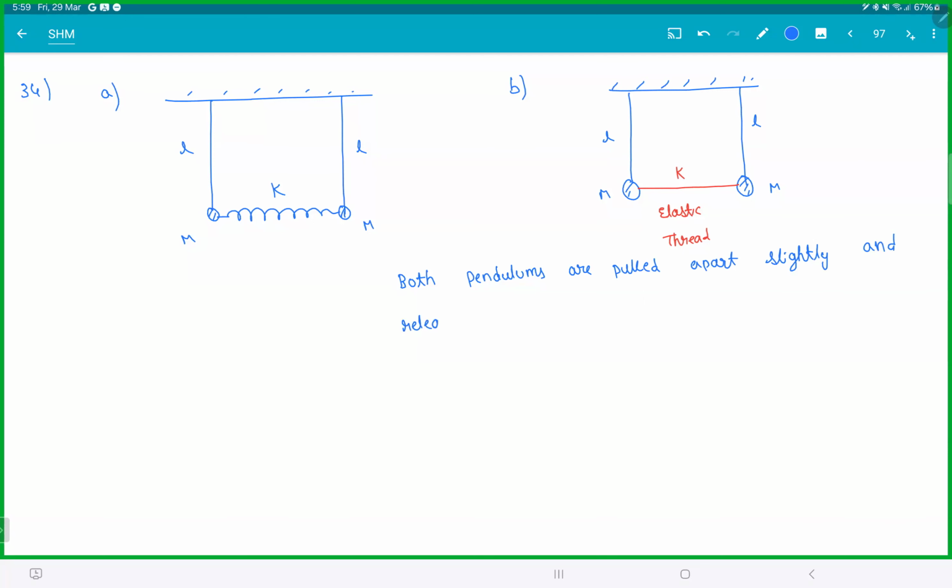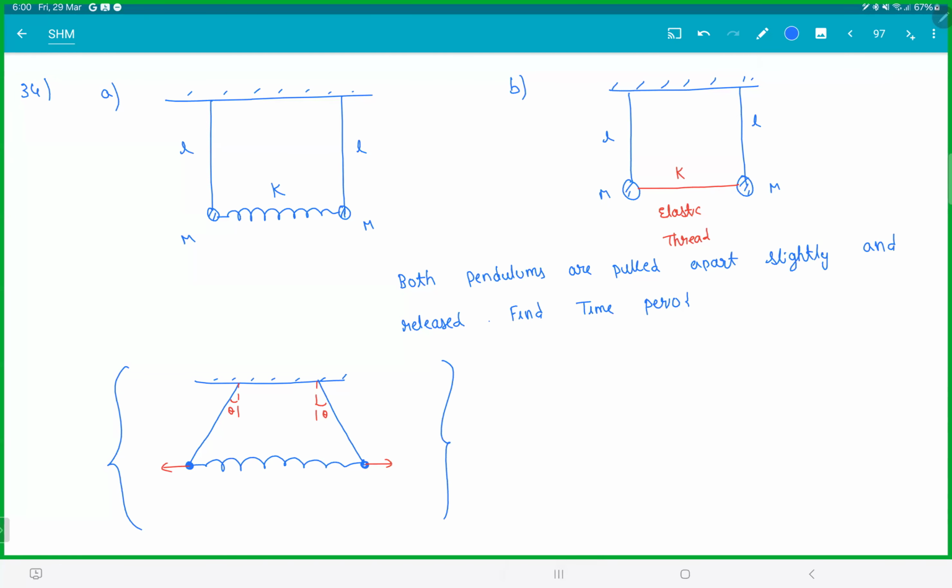This would be a pretty good advanced paragraph question so they can ask. Find time period. Meaning, just to show you the diagram, this pendulum will be like this, this pendulum will be like this, the spring would become like this. So this is theta and this is theta, like this you did. So you displaced it this way and you displaced it this way and you left it now. Able to visualize the diagram? Theta is small.